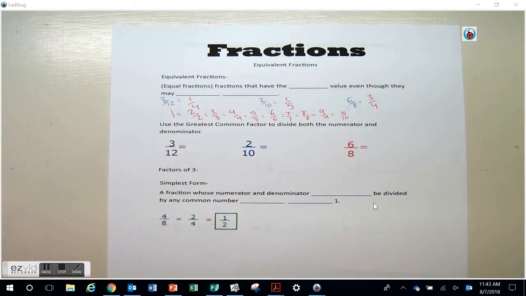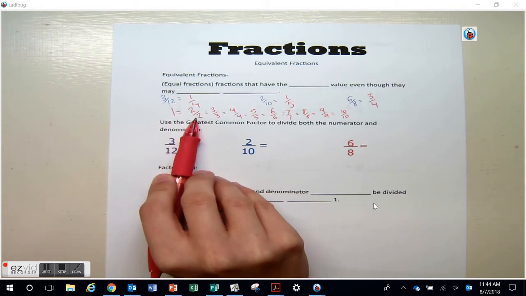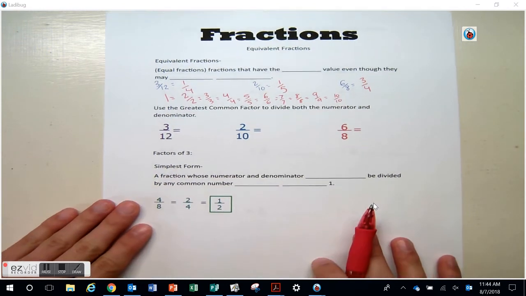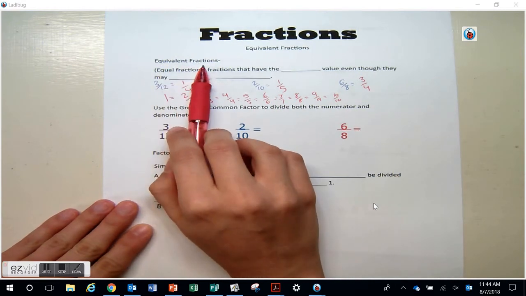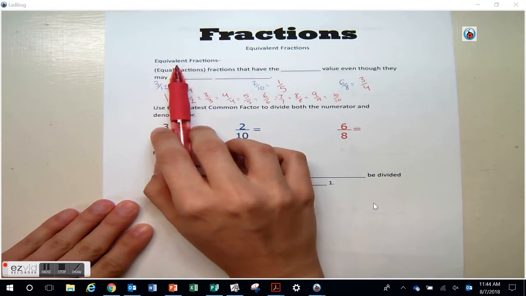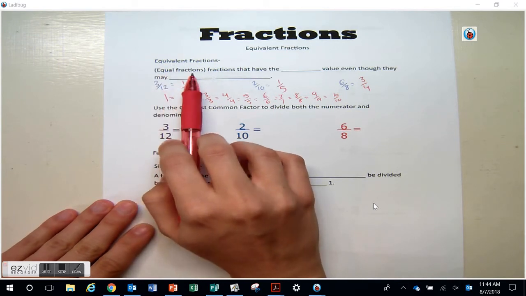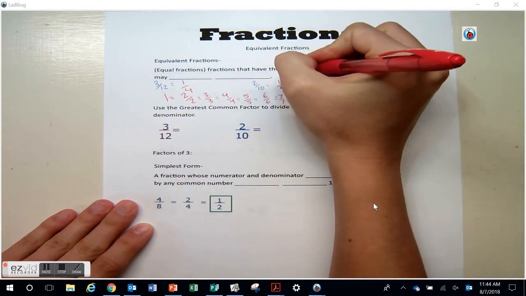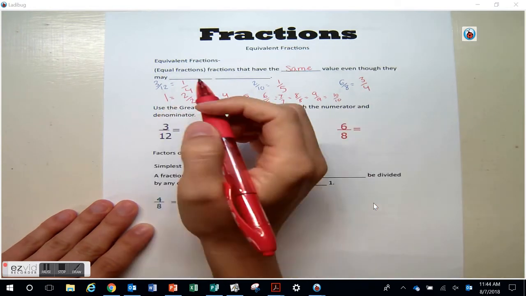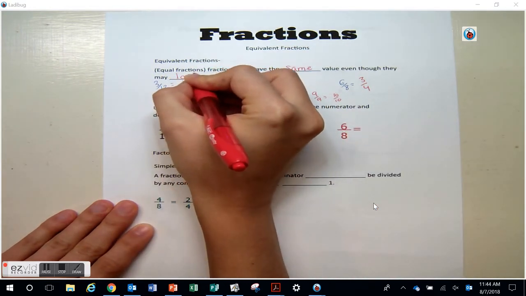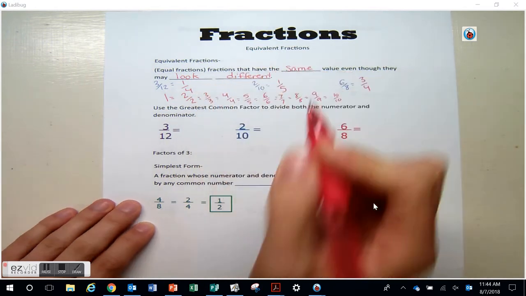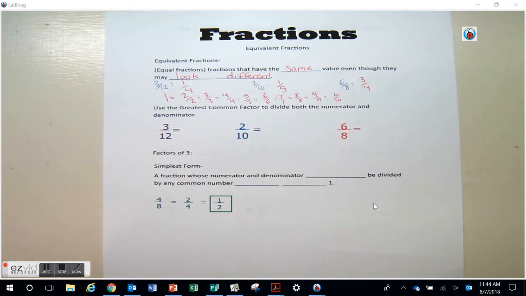Today, our goal is to find equivalent fractions, and we will simplify those fractions. Before we can do that, let's talk about what an equivalent fraction is. Hopefully you're hearing it somewhere in that word, equivalent: equal fractions. Fractions that have the same value even though they might look different.